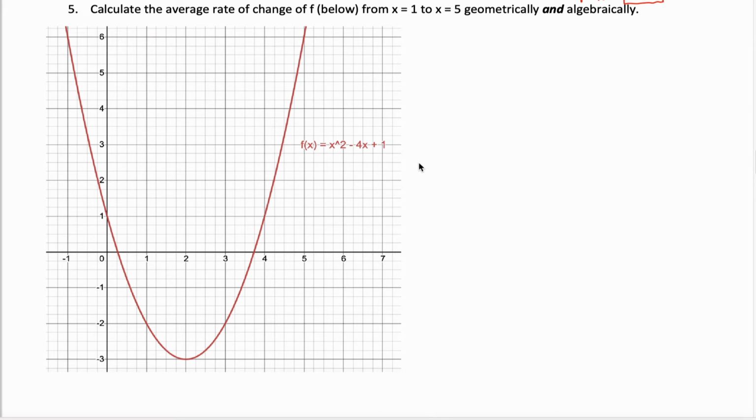At this point, I kind of feel like we've done enough average rate of change examples, both algebraic and geometric, that I probably don't even need to do this example, but I'm going to do it anyways, just in case people want one more problem to practice off of.